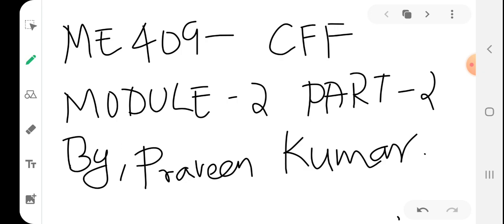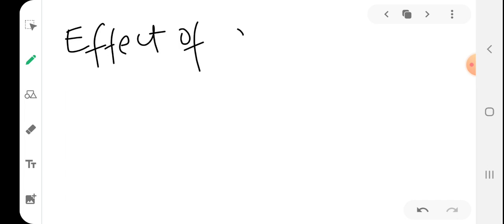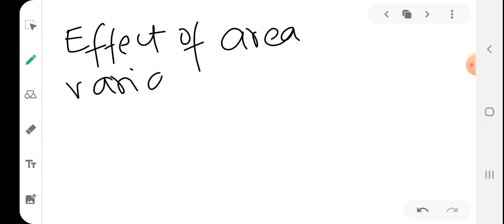Okay, so students, today we will learn about the effect of area variation, how variation of area in the flow conduit affects the flow, affects the properties of flow.